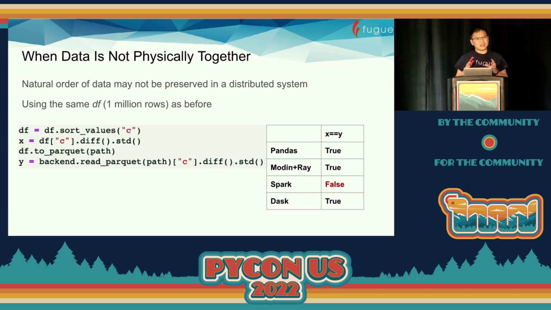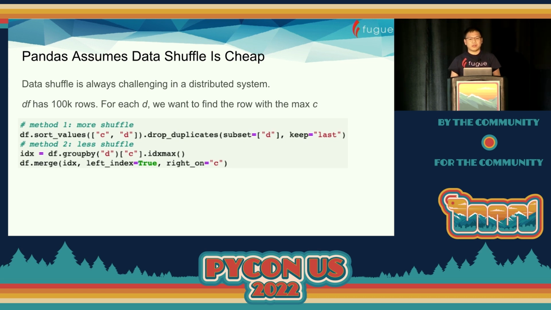Why? Because it is very expensive to preserve the global order of data in a distributed system. Sometimes this is not even a well-defined problem. So that's why you cannot expect a distributed system to always keep the global order for you. It is very expensive. Now let's talk about data shuffle.